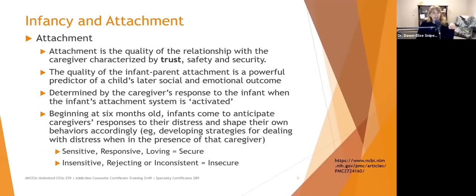If the caregiver responds sensitively and is responsive to the child's needs, it doesn't just mean when the child cries, I pick it up and I give it a bottle. It's responsive to the child's needs. So when the child cries, I, as the caregiver, am able to understand what the child needs and meet that need. So when it's cold, I am getting it dressed. When it's too hot, I'm taking its little booties off so it's not cold. My son used to get hot all the time, and oh boy, would he get fussy.